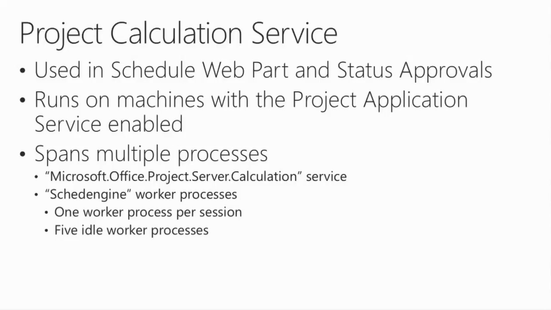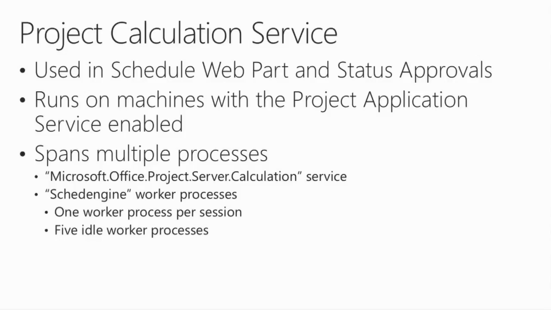This consists of actually multiple processes. There's a Microsoft Office Project Server calculation Windows service, and then it will run a number of worker processes that are named schedengine.exe. What you need to know about this is that on any given machine that is running in the project application service role, has the project application service enabled, you will always see at least 5 of these worker processes, and you will often see more. We try to keep an idle pool of 5 worker processes around in addition to the actual number of worker processes that are needed for what is actually going on.